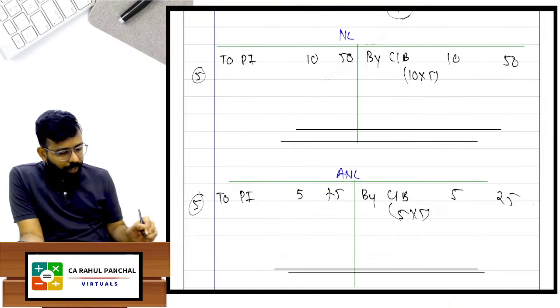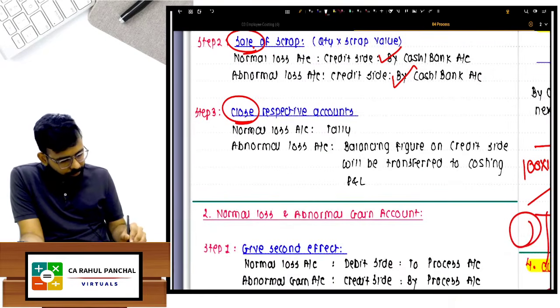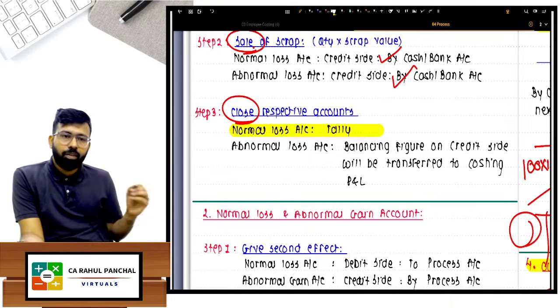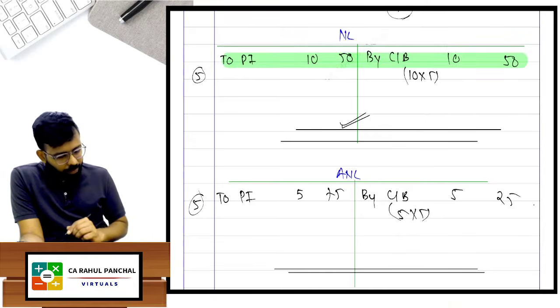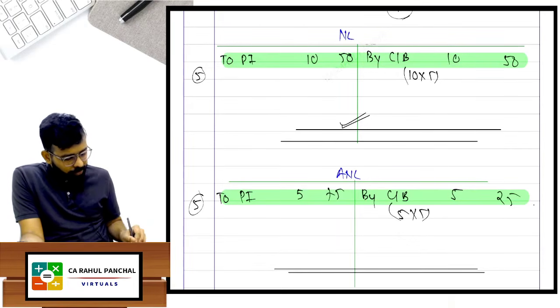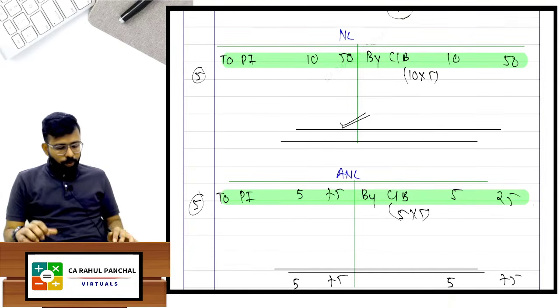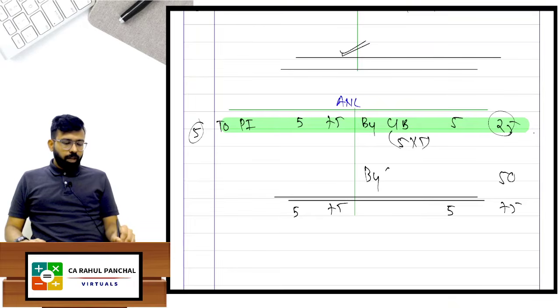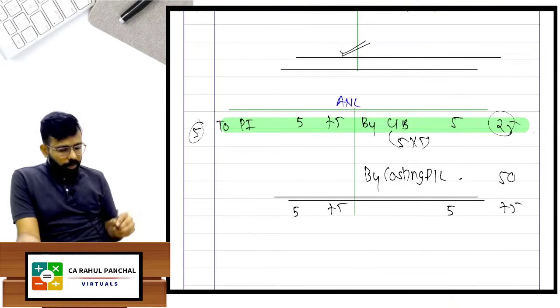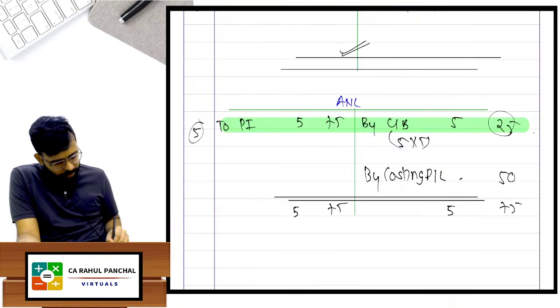Now the last step is to close the account. So, sir, it will tally. Look, normal loss, third step. Normal loss account will tally, you can check that also. 10. But in abnormal loss there will be a difference. 5 units, you incurred 75 rupees, but on these 5 units you recovered only 25 rupees out of 75, so you have a loss of 50 rupees. This will be transferred to the debit side of costing P&L. You can check this. One second.